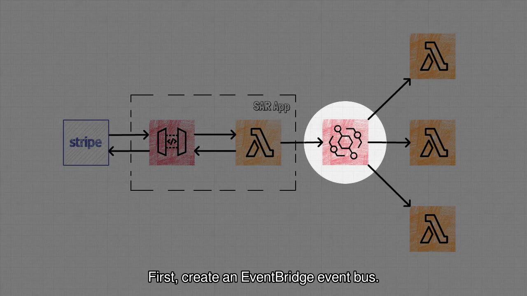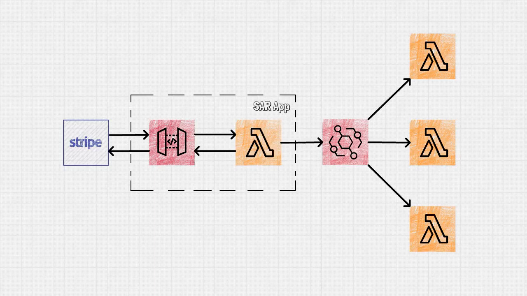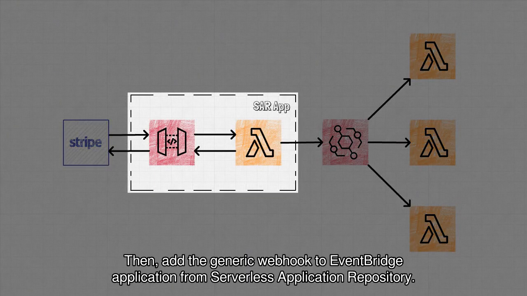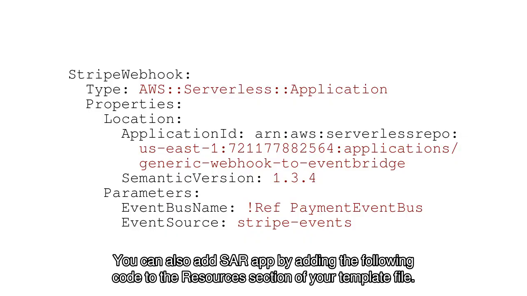First, create an EventBridge event bus. To do so, add the following code to the resources section of your template YAML file. Then, add the generic webhook to EventBridge application from Serverless Application Repository. You can find the generic webhook to EventBridge application on Serverless Application Repository. You can also add the SAR app by adding the following code to the resources section of your template file.